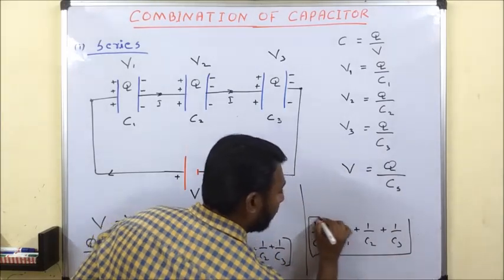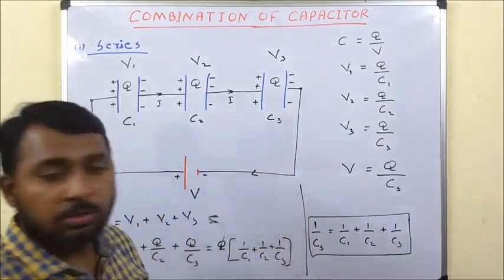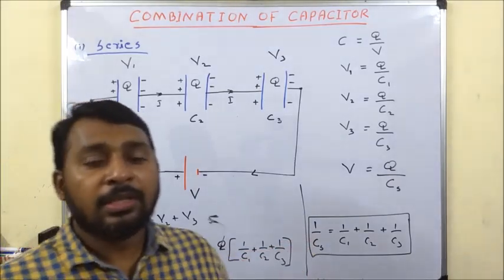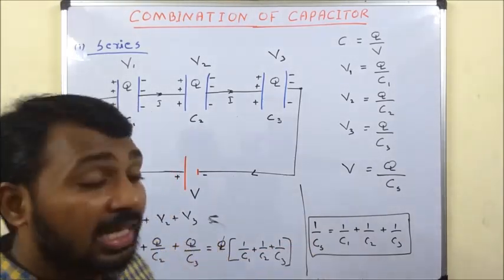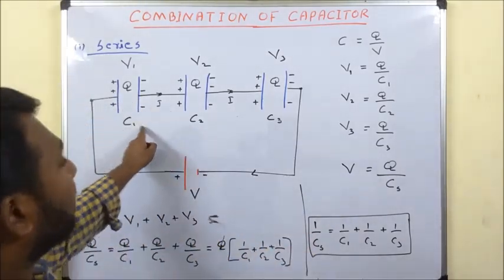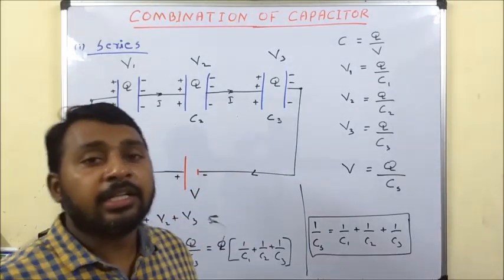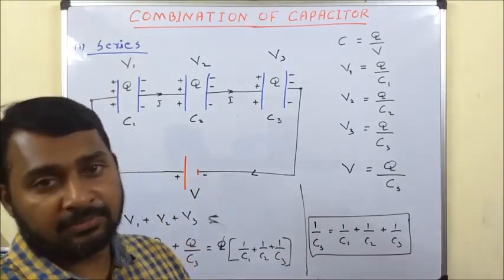If there are more capacitors, it will continue. So this equation will give you the net capacitance, the total equivalent capacitance of capacitors connected in series.